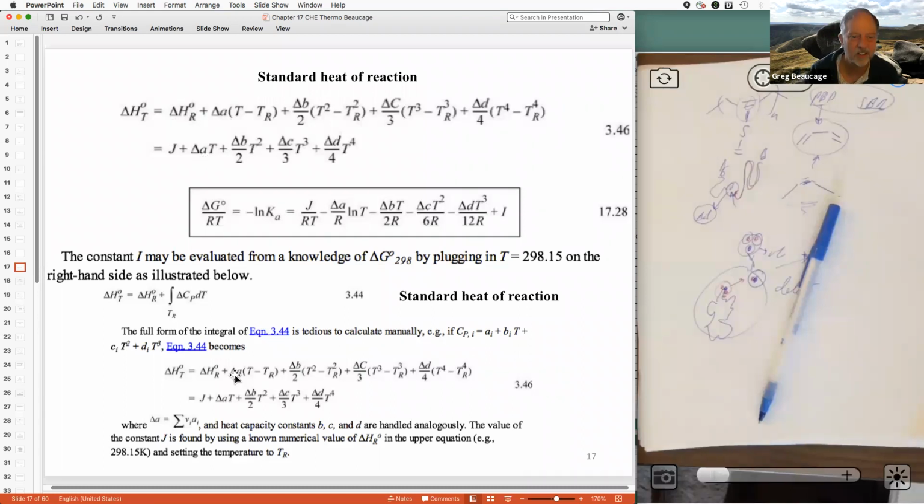Right, so you're gonna have to get the delta H to get the J. Then you plug in 298 to get the J. So you'll say delta H0T is delta H0R when it's 298. So you just put in 298. Then you subtract those two and get J.